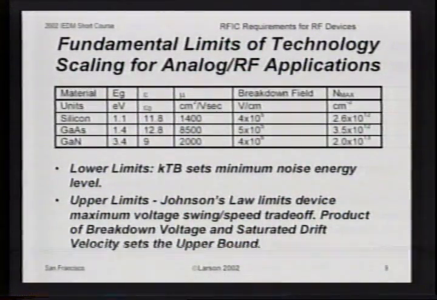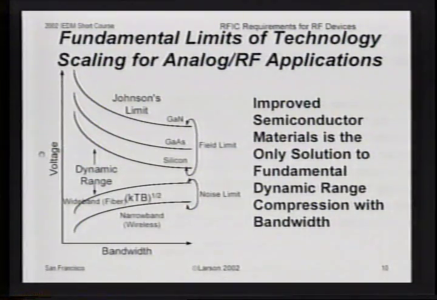And that's why as bandwidths increase, dynamic ranges tend to drop for any kind of communication system. At the upper limit, there's essentially a Johnson limit, which is a breakdown voltage-speed trade-off in its most simple form. The Johnson limit sets an upper limit on the device range. As we go to higher frequencies, for any given semiconductor technology, silicon, gallium arsenide, whatever, the dynamic range tends to compress. It compresses on the lower side because the noise floor is rising, and on the top side because the device requires a higher speed, and as a result will have a lower breakdown voltage.